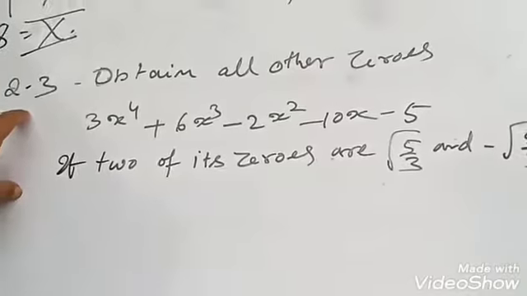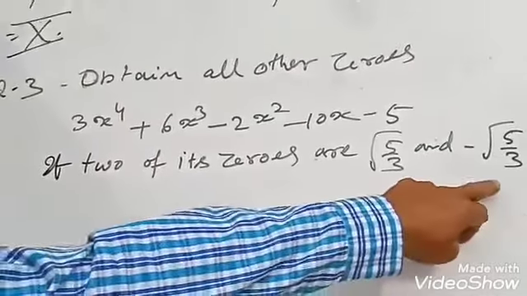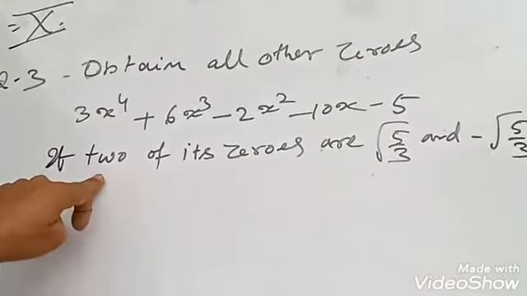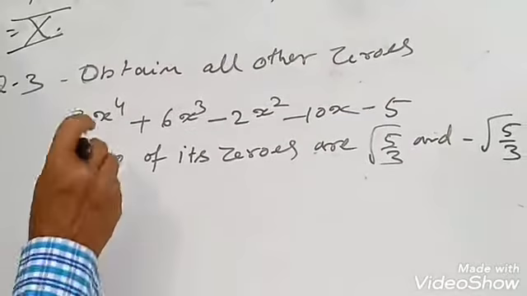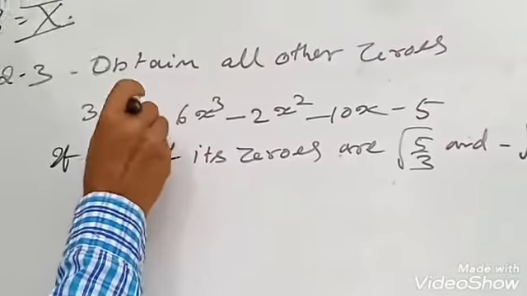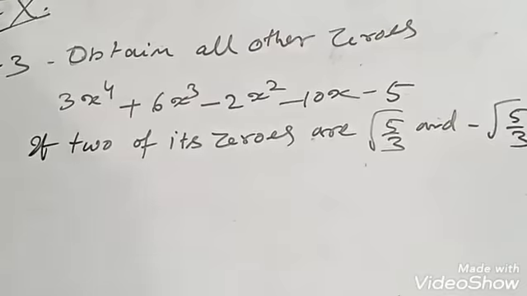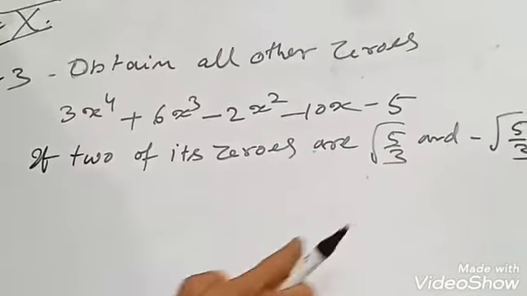Question number 3. This is a very good question. Two zeros are given. We have to find the other two zeros. If the polynomial is of power 4, then it will have four zeros. Two are given, we have to find two more.